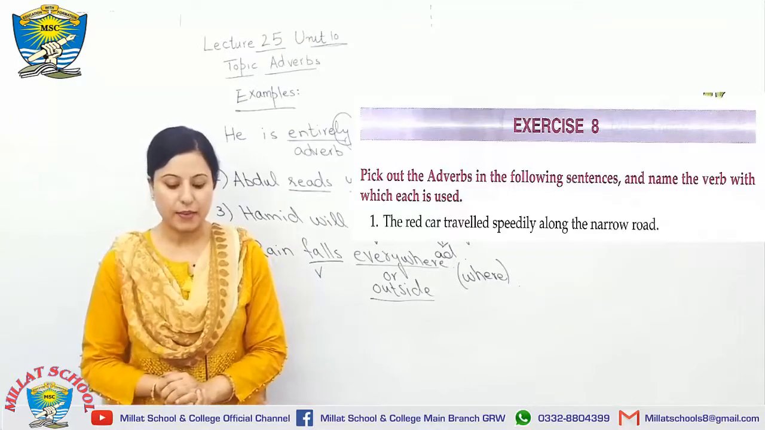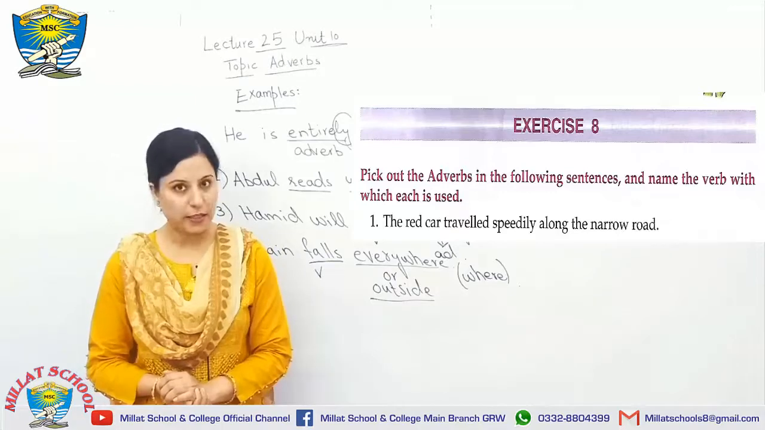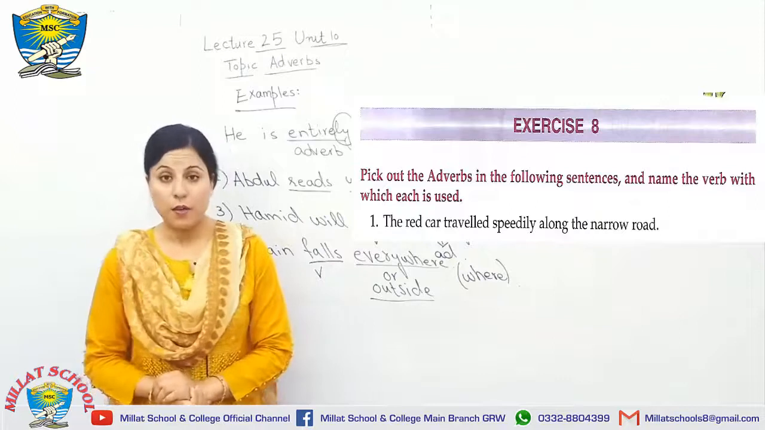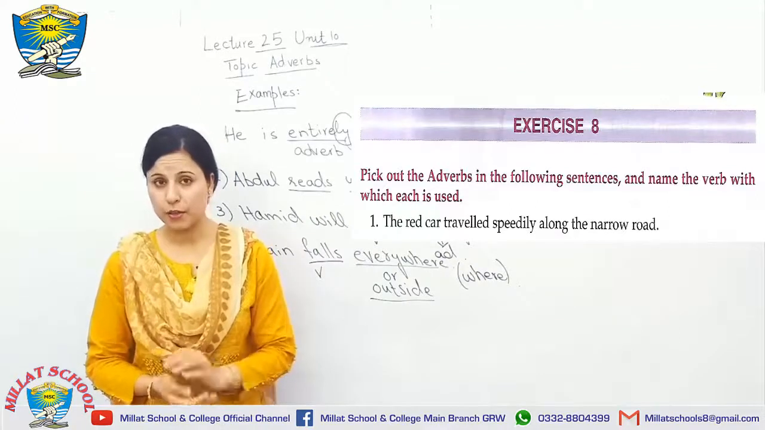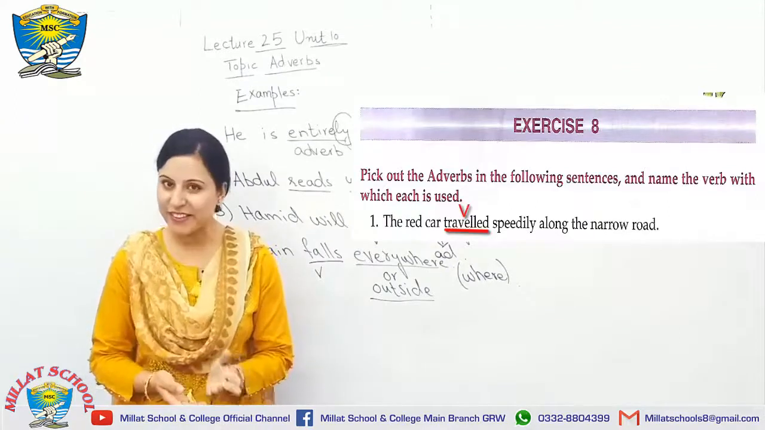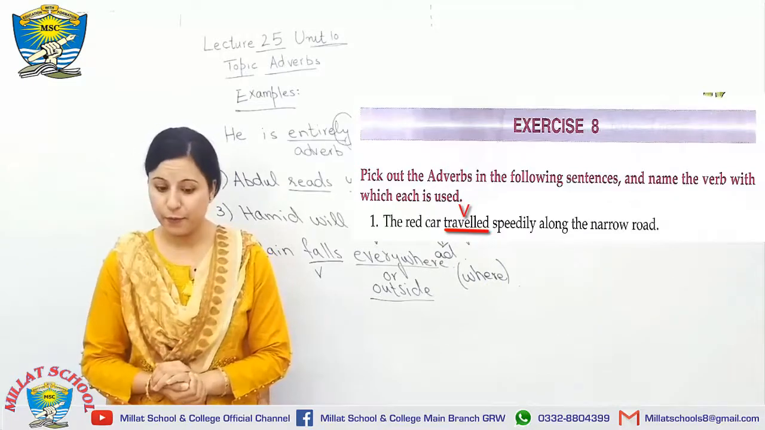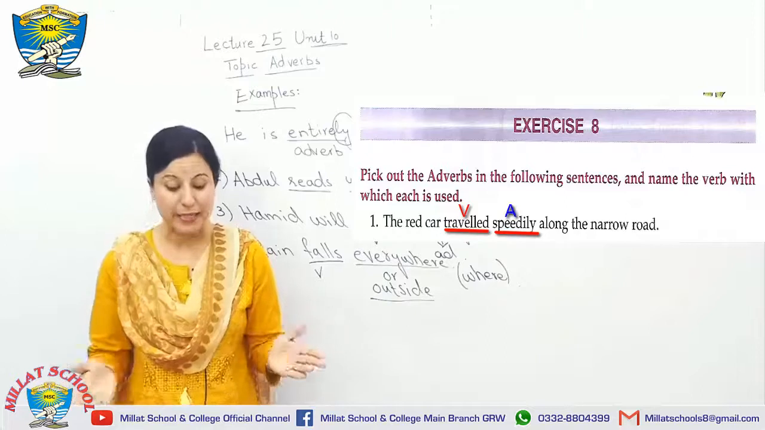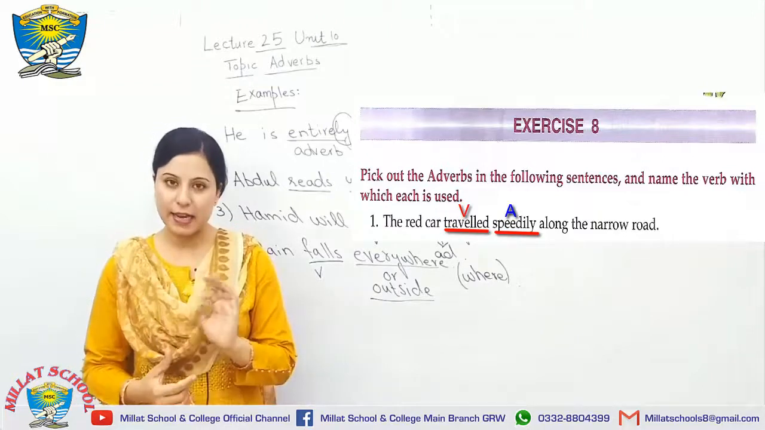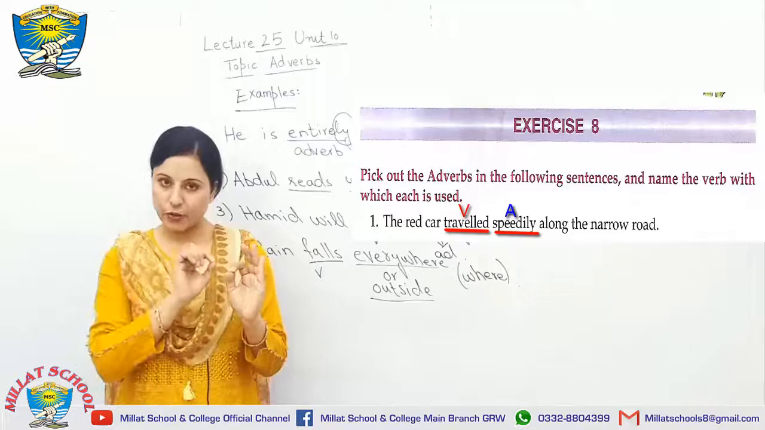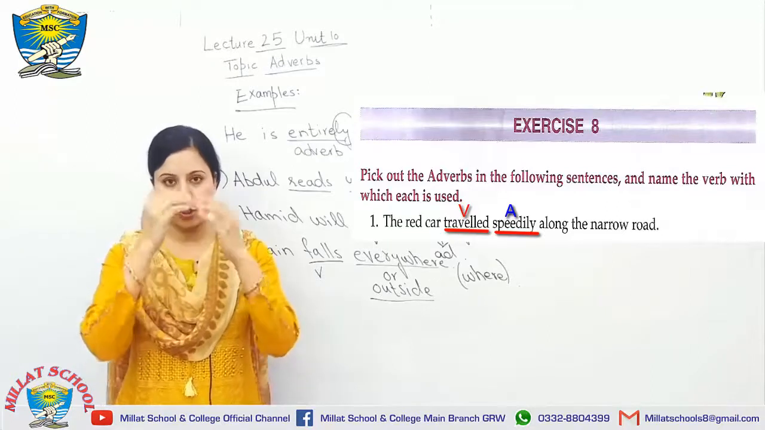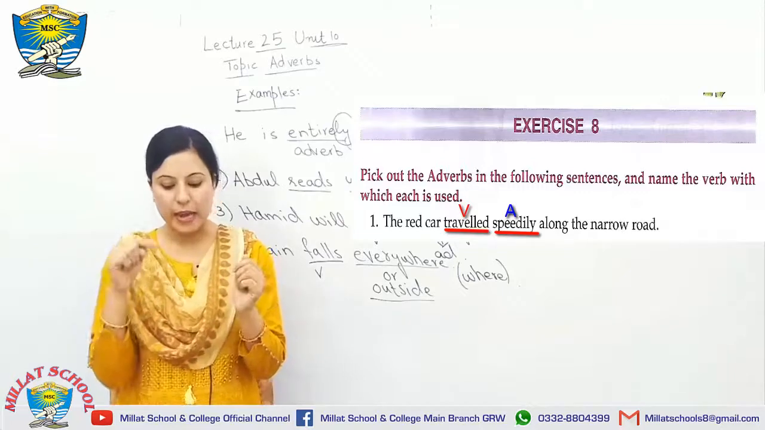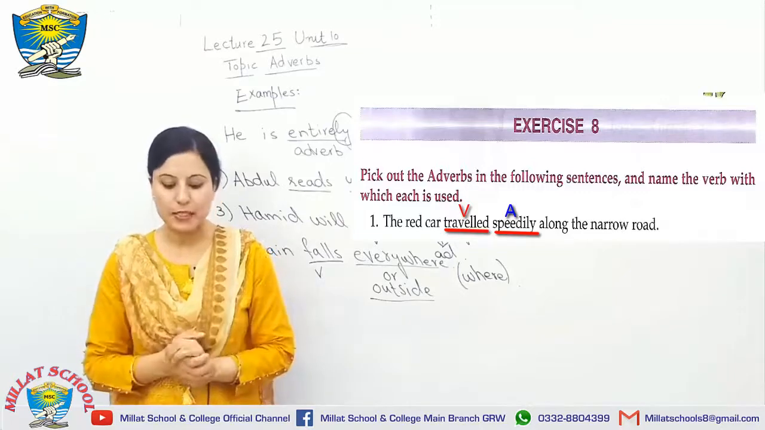Let's see. The red car traveled speedily along the narrow road. So, where have you found your verb? Traveled, yes. And where is your adverb? Beside your verb, that is speedily. Exactly. Underline the word traveled and write on the bottom or on the top of it that this is your verb, V for the verb and A for your adverb, which is speedily.